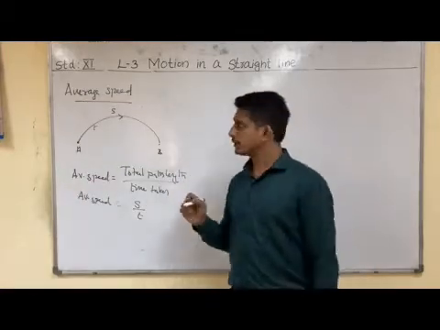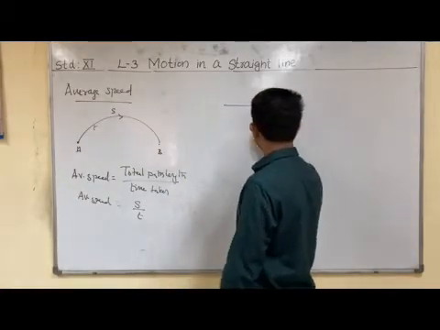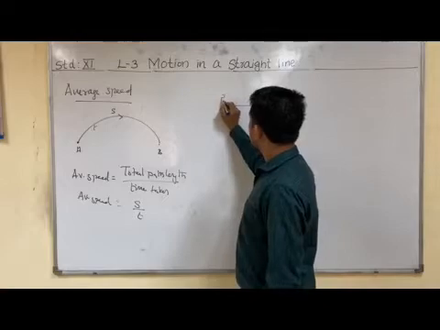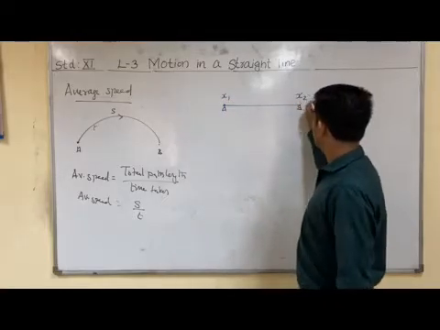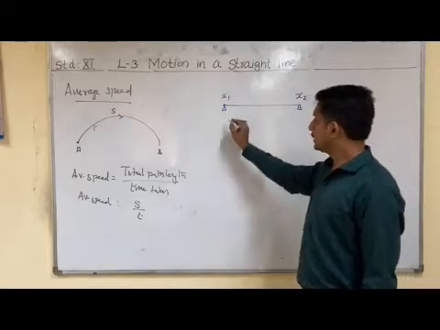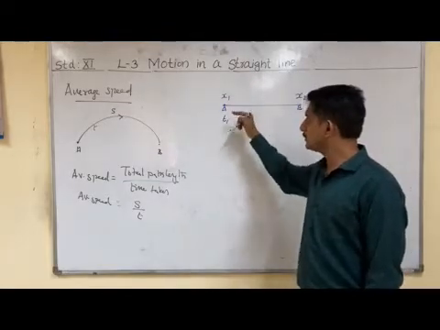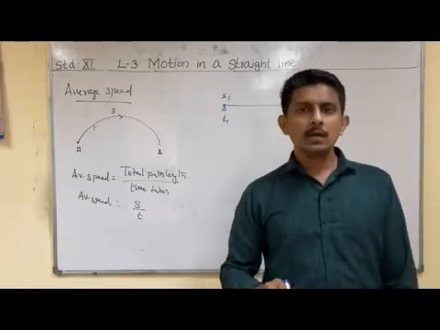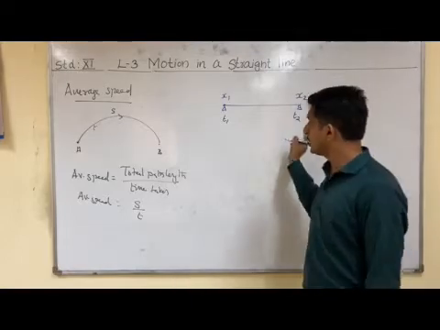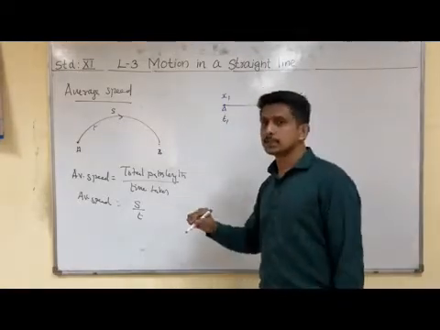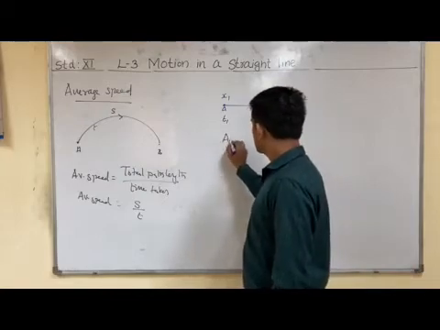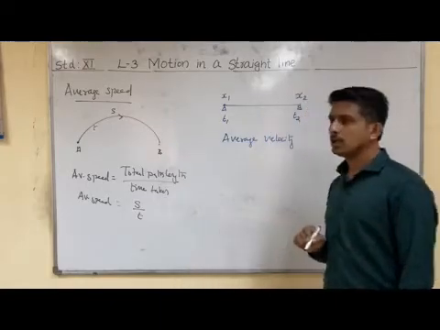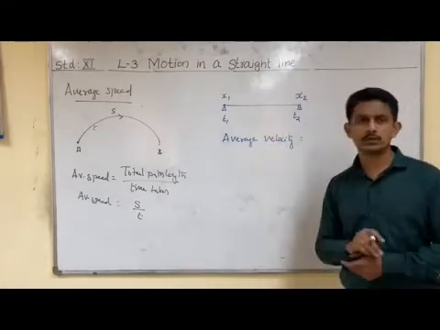Suppose we are considering a situation in which an object is traveling along a straight line like this, from point A to B. I mark the initial point as x1 and the final point as x2, and the corresponding time instants as t1 corresponding to x1, and t2 corresponding to x2. In this case, the object is traveling along a straight path only. So in order to understand this rate of motion, we use the term average velocity.